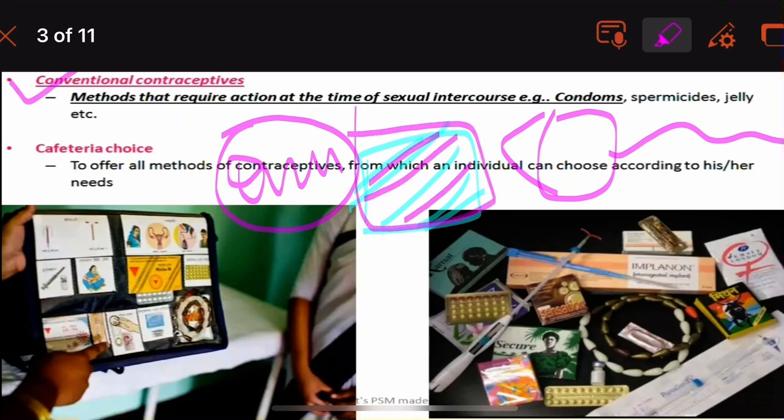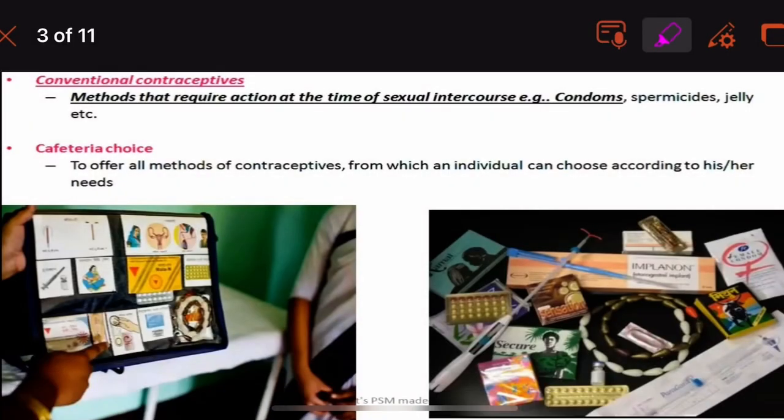What is conventional contraception? Conventional contraceptives are the methods that require action at the time of sexual intercourse. For instance, any contraception which is used at the time of sexual intercourse is a conventional contraceptive. We have condoms, spermicides and jelly, etc., which are used at the time of sexual intercourse.